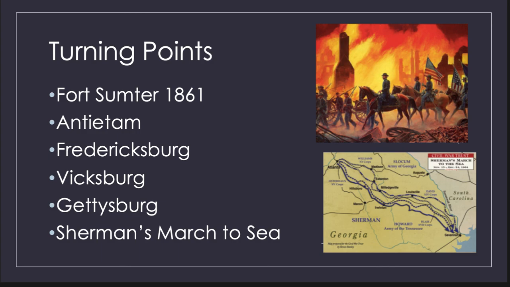Anderson is going to have to surrender Sumter to the Confederacy just 3 days later because we can't get to it. It is completely surrounded by the Confederates, so the Union could not support the battle at Fort Sumter, and this is seen as kind of a first win for the Confederacy. It gives them this false sense of, we're going to win this thing.